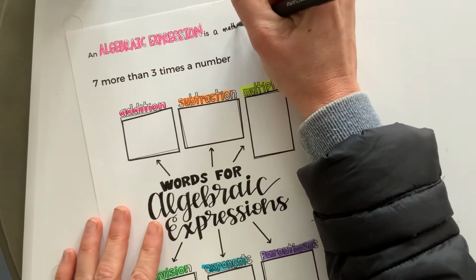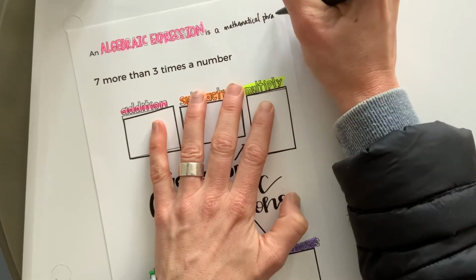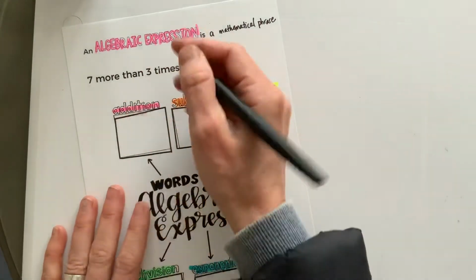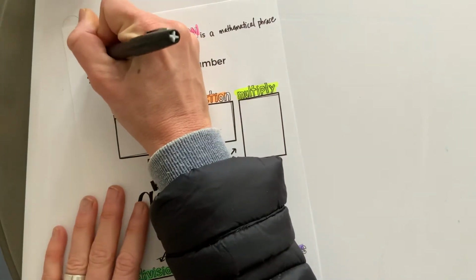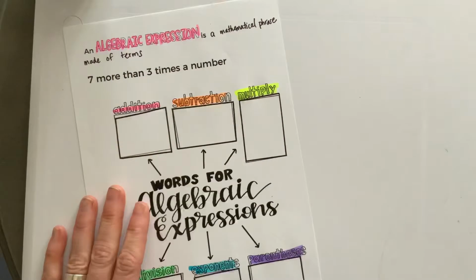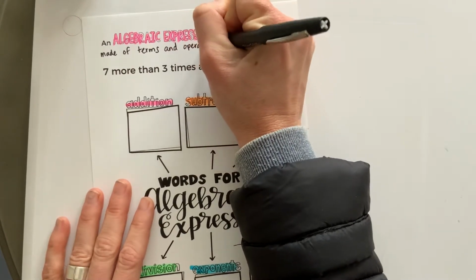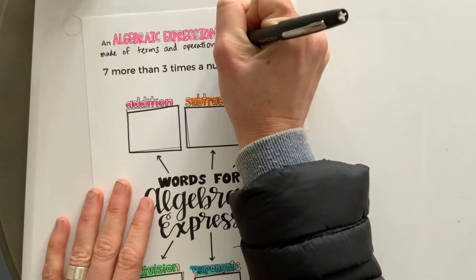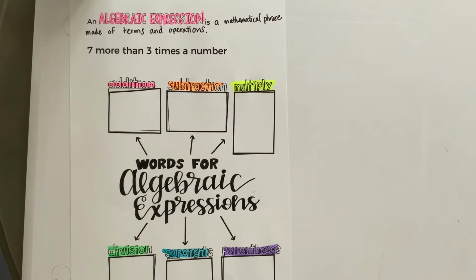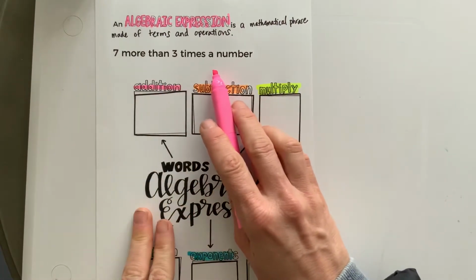a mathematical phrase, as opposed to an entire mathematical sentence. So it's a mathematical phrase made of terms and operations. Okay, so an example of an algebraic expression, we have 7 more than 3 times a number.